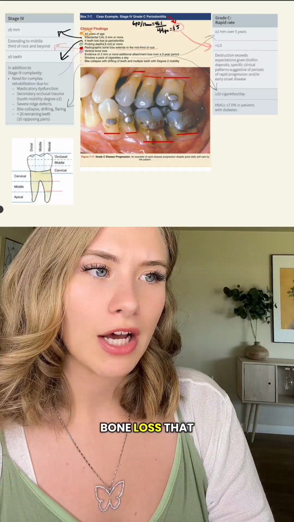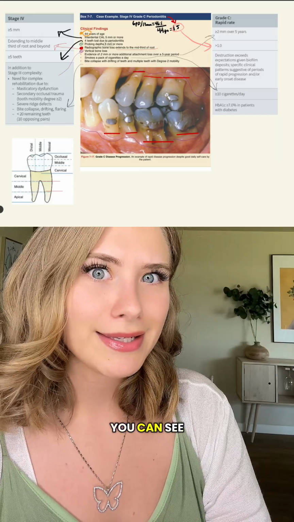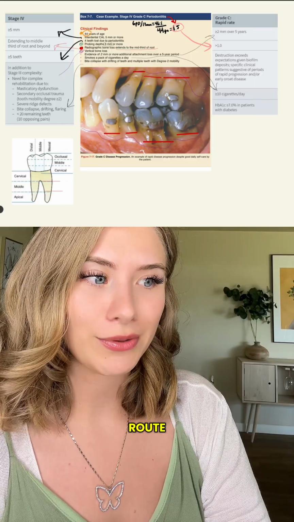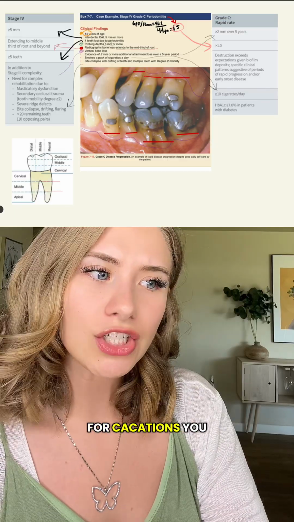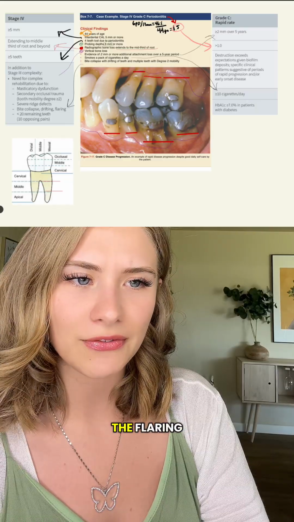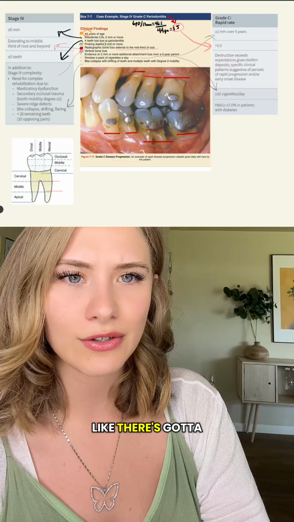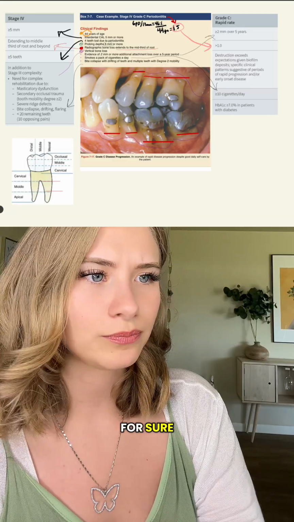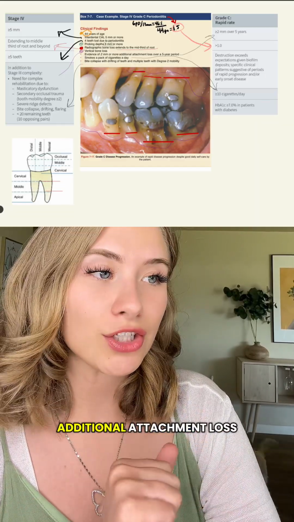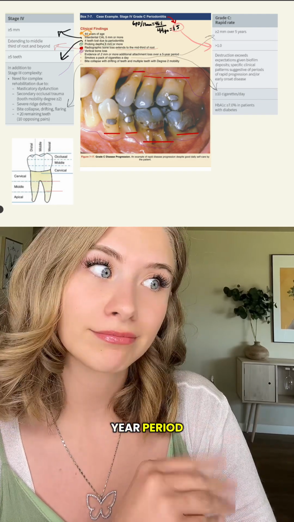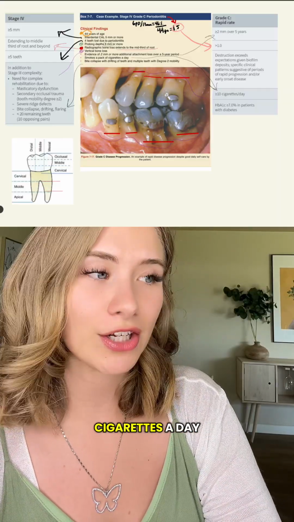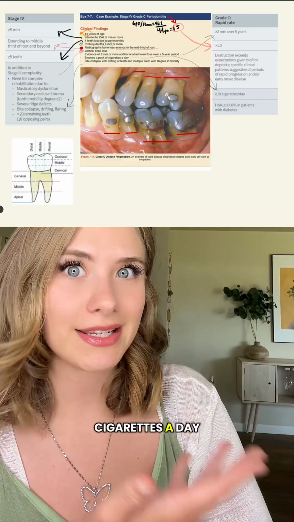There's radiographic bone loss that extends to the mid-third of the root. You can see clearly in the picture that that is showing the mid-third of the root and extending forward. You can see furcations, you can see the drifting and the flaring. There's got to be tooth mobility for sure. Vertical bone loss. Evidence of 2 millimeters or more additional attachment loss over a 5-year period. That is what it says in grade C, more. The patient smokes a pack of cigarettes a day, more than 10 cigarettes a day.